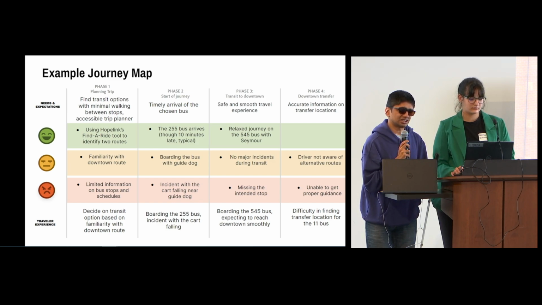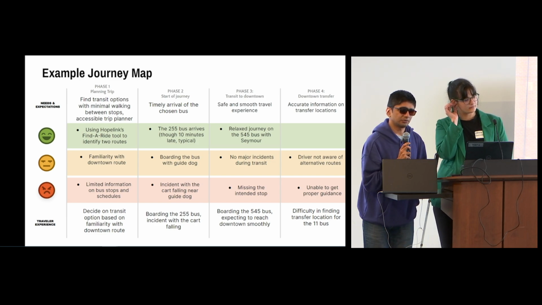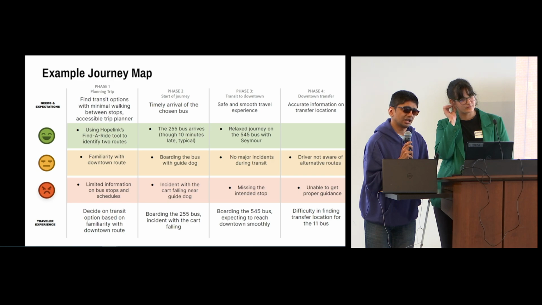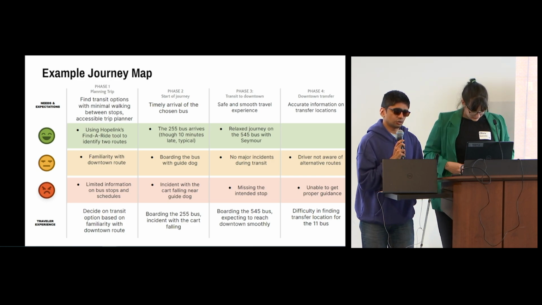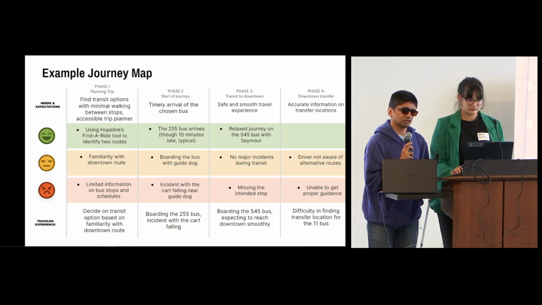I've, for example, said that in the first phase, using HopeLink, or using Find a Ride, sorry, and planning the trip worked well, but maybe didn't work well for Jeff, and somebody else might interpret that in a different way. So it's totally personal, although we are doing that in groups, so some discussion, I'm sure, but we are filling this in groups, and we want to do journey maps that can help us prioritize issues.